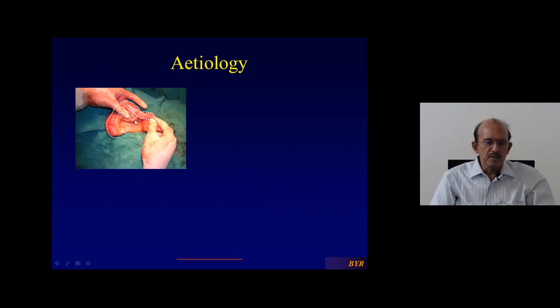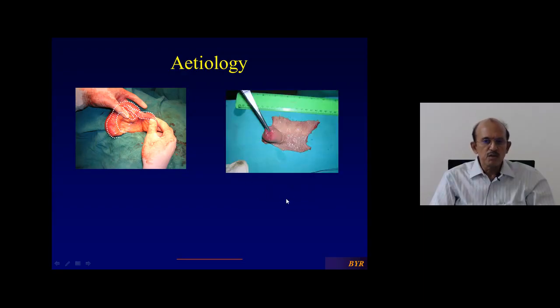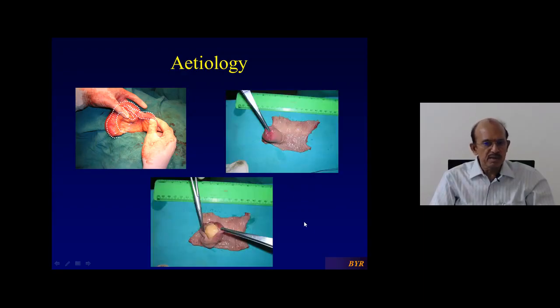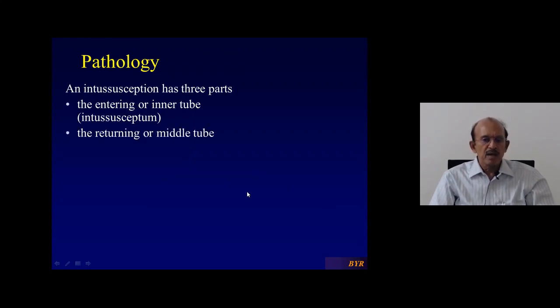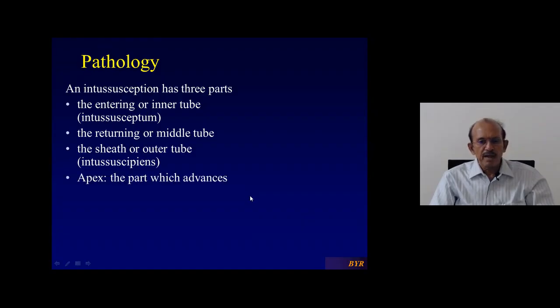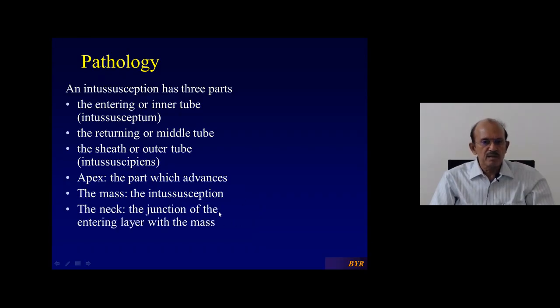So here you can see one of the examples of intussusception. This is due to a submucosal lipoma. Already I have shown you this image. And intussusception has three parts: an entering or inner tube, that is called the intussusceptum; a returning or middle tube; a sheath or outer tube, that is called the intussuscipiens; the apex, that means the part which advances; the mass, that is formed by the intussusception. The neck is at the junction of the entering layer with the mass.